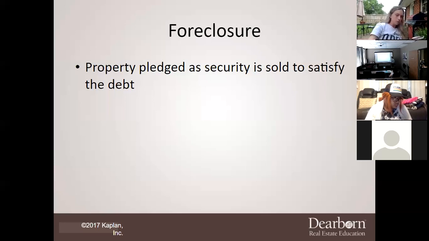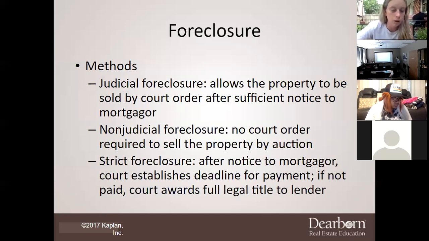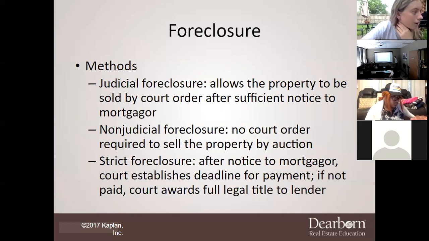So foreclosure is just, we need our money back because you didn't pay us, so we're going to take the property back and sell it to satisfy the debt. There's a couple methods of foreclosure. There's a judicial foreclosure, which allows the property to be sold by court order after sufficient notice to the mortgagor. Sufficient notice is roughly about 3 days, I believe, correct, Justin? No. Sufficient notice in a judicial foreclosure is at least 10 days following a Monday.